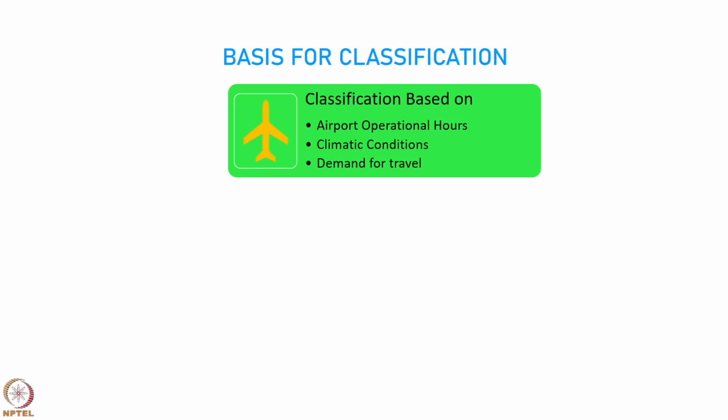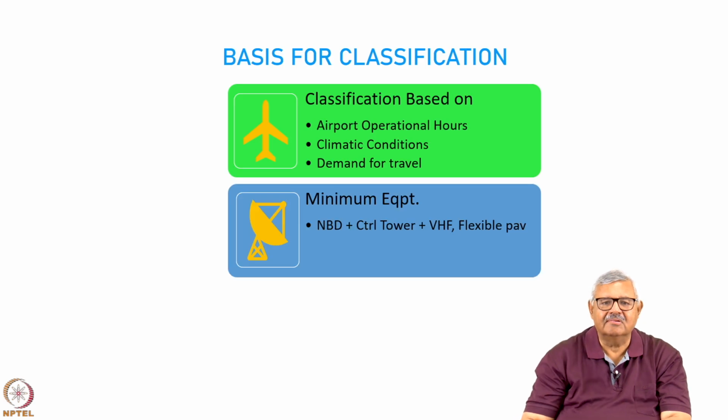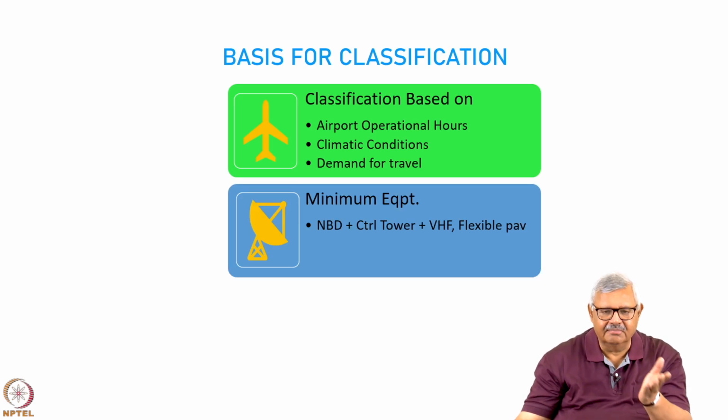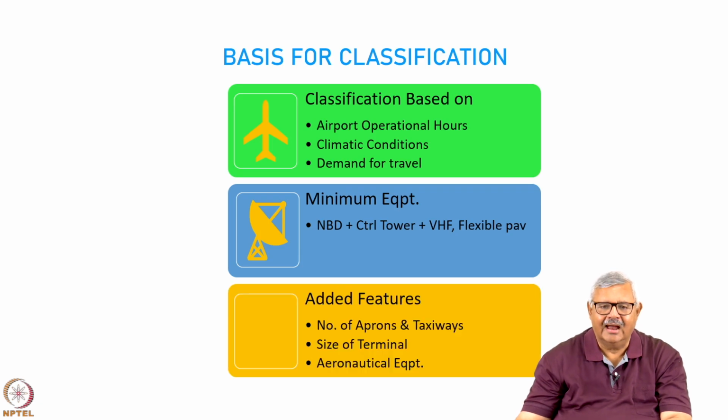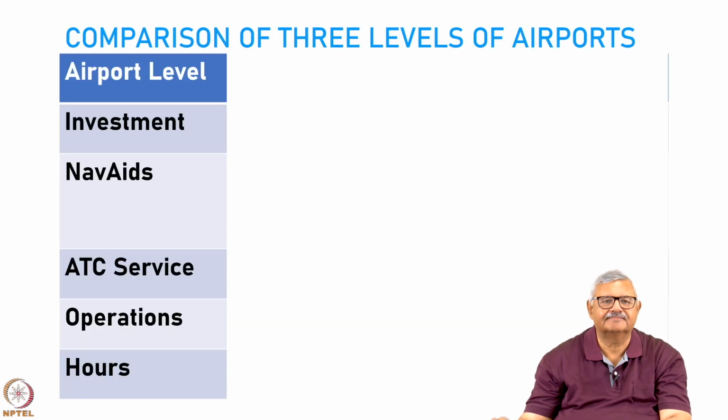So the basis is based on operational hours, climatic conditions and demand for travel. The minimum fit is an NDB with a control tower with one VHF radio and a flexible payment. And the features are that we calculate the number of aprons and taxiways, we size the terminal building and identify the cost and the need for the aeronautical equipment other than the minimum. Minimum is there, but when the level becomes larger, you need more equipment and more facilities.